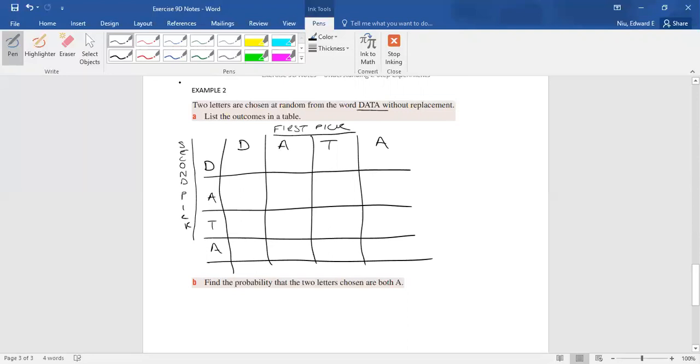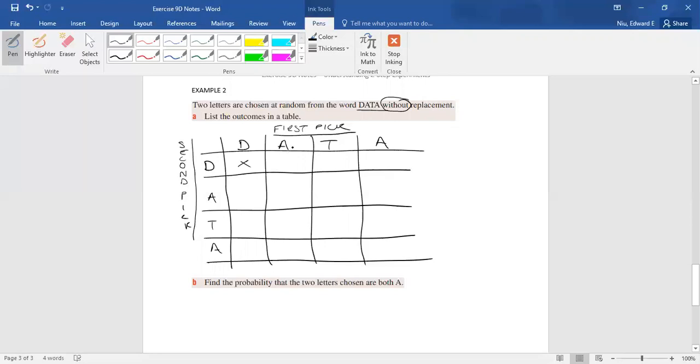Okay, so the key here is it says without replacement. What that means is when we take out the first letter, we don't put that letter back into the bag, so we can't really get it twice in a row. If we were to draw out a D, there's no D's left in the bag, so we can't get that ever again.